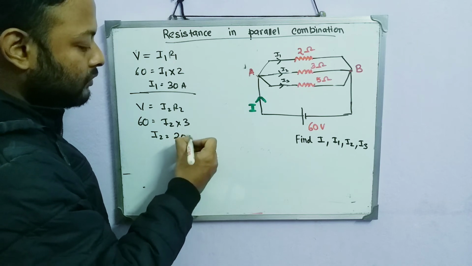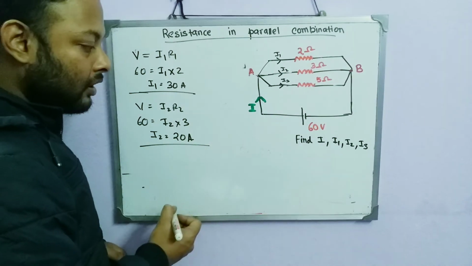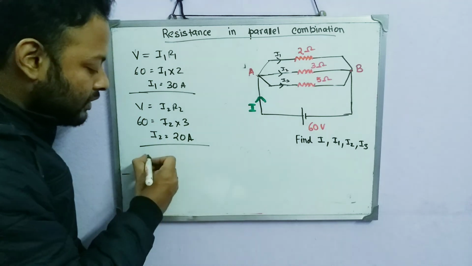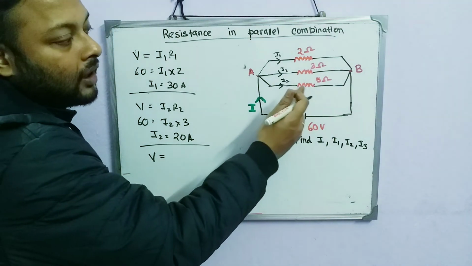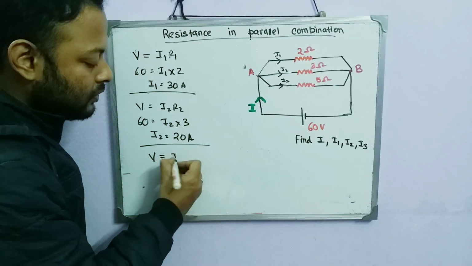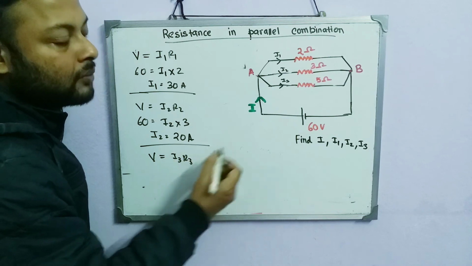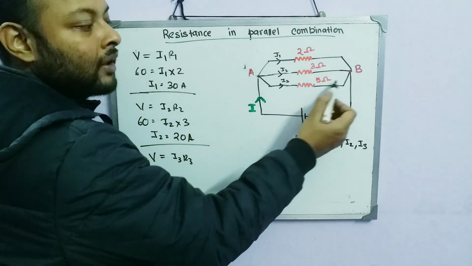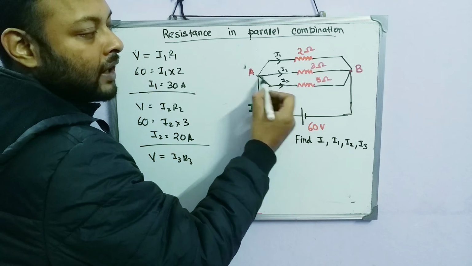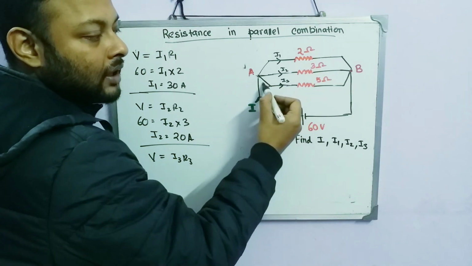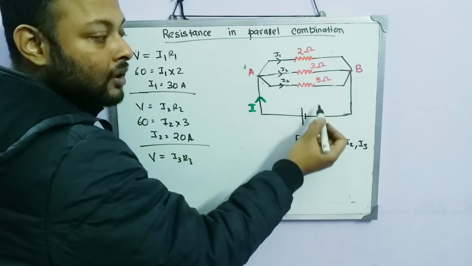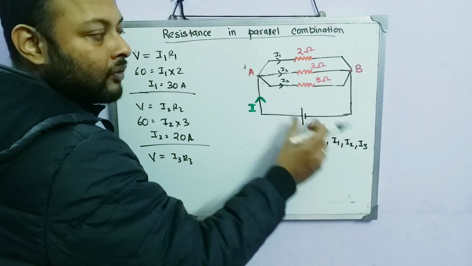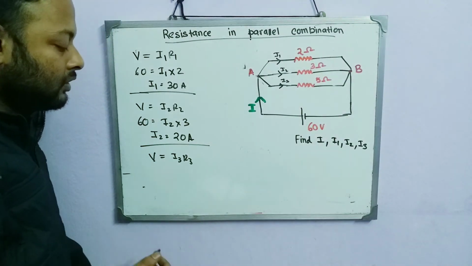20 ampere. And ultimately I need to find the current I3 also. So V becomes equal to I3 R3, because the potential in the third wire is also 60 volt. Between A and B that is 60 volts, and you can see the third wire is connected between A and B only. So between A and B it is 60 volt, so in the third wire that also becomes 60 volt.